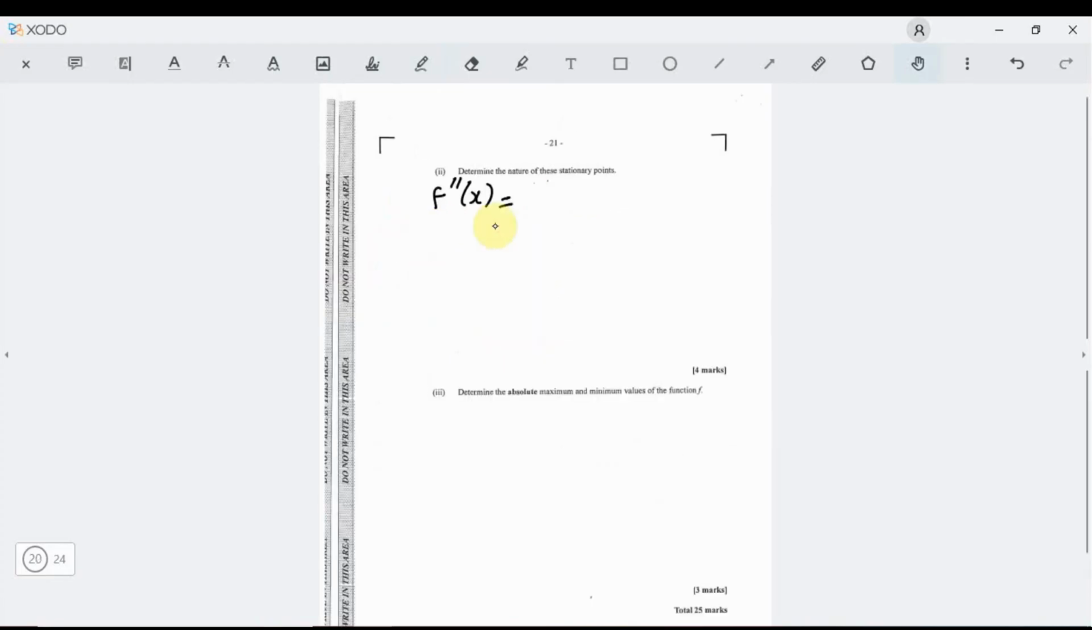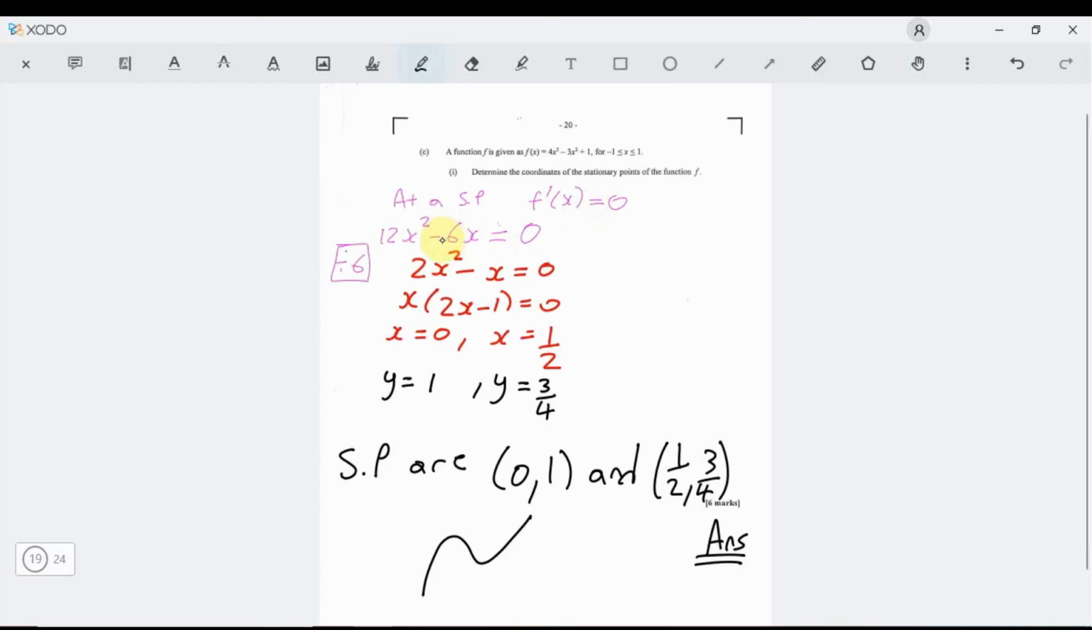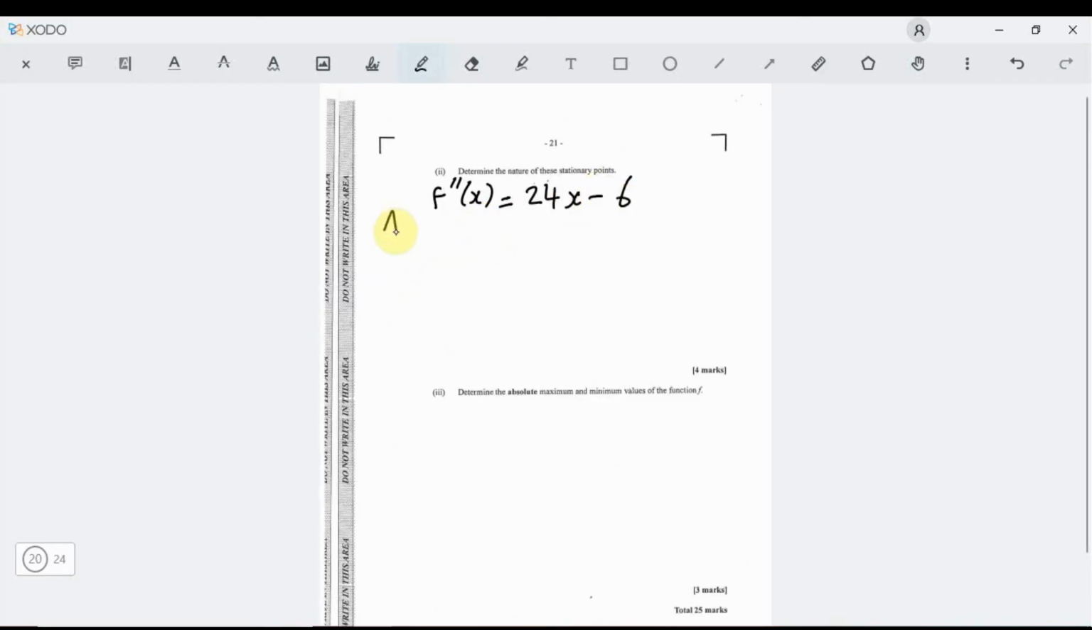When you differentiate it, it becomes 24x minus 6. Now at the point 0, 1, f prime prime of 0 is equal to negative 6, which is less than 0. So we conclude, therefore, 0, 1 is a maximum stationary point.